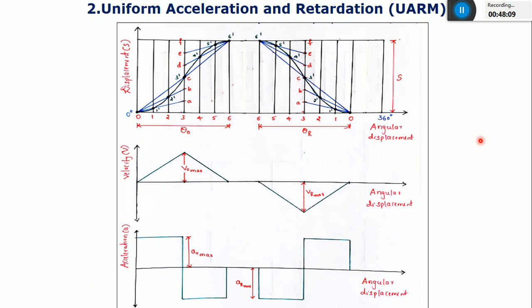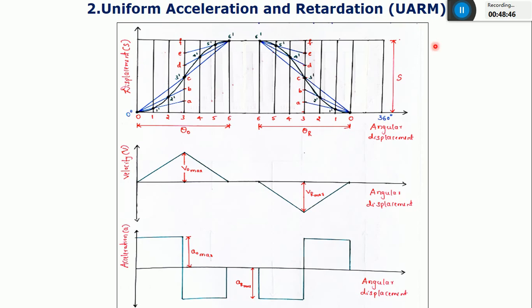The second one is nothing but a uniform acceleration and retardation follower. So you can call it UARM. In the problem, they will directly mention this UARM. The follower is having a UARM, just to design the cam. So based on this requirement, you have to decide the shape of the cam. You have to design the cam based on the requirement of the follower motion. In this case, I want the follower to move with uniform acceleration and retardation, that is UARM.